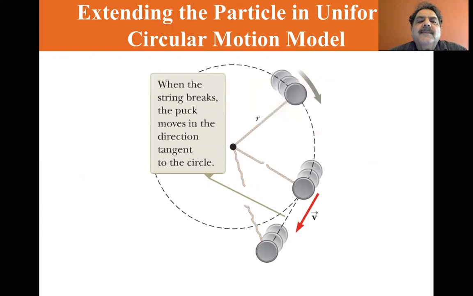When the string breaks, the puck moves in the direction tangent to the circle. It doesn't keep going in a spiral or anything like that. If the force vanishes, if the string breaks, the puck moves along a straight line tangent to the circle.